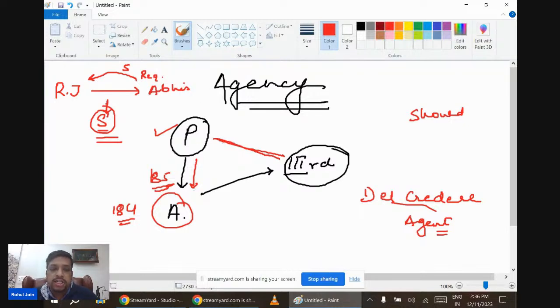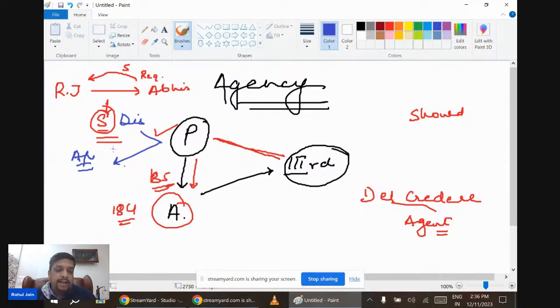Sometimes the agent acts on behalf of the principal without having authority. But now the principal has to choose whether he is disowning the act or approving it. If he is approving it, then he is said to be ratifying it.